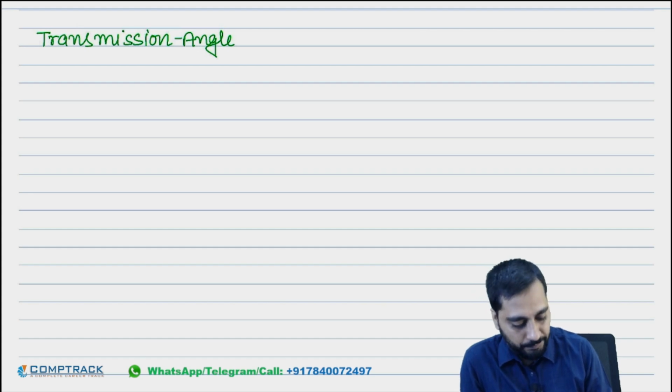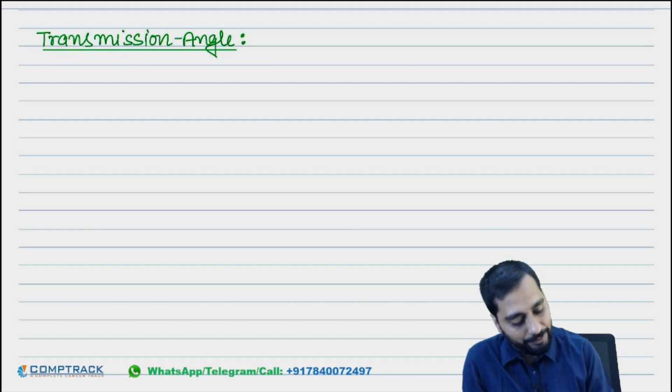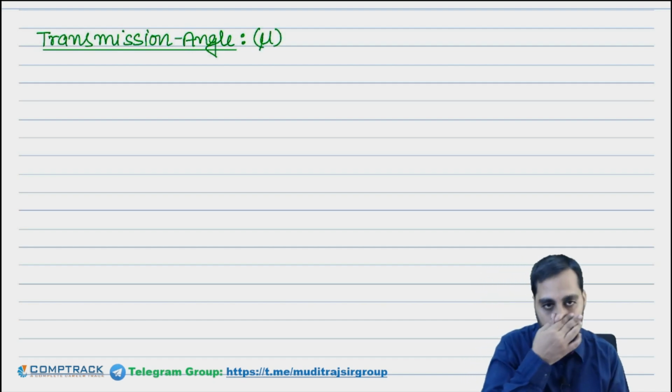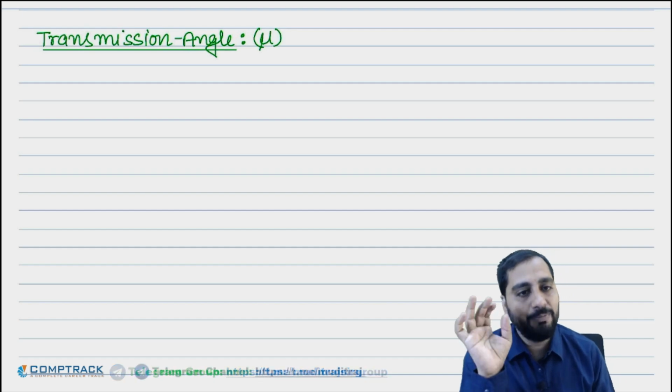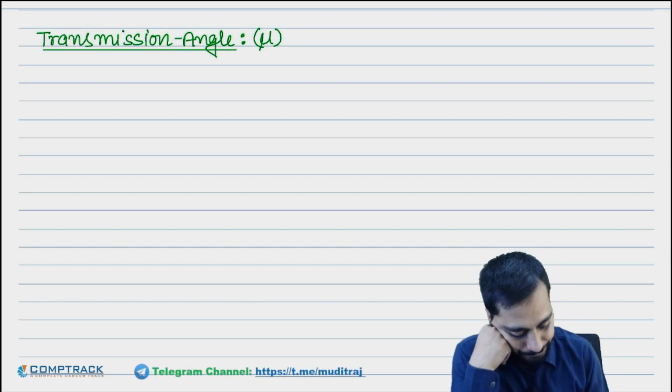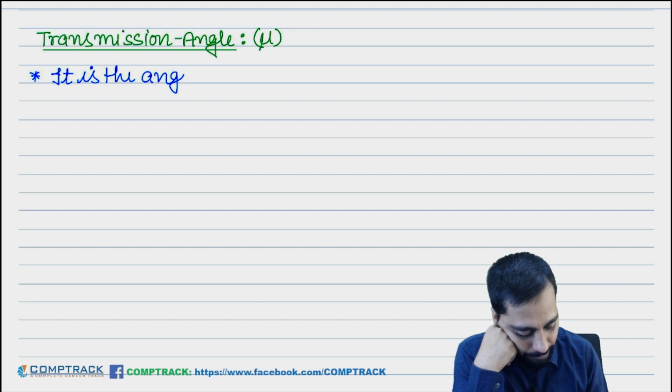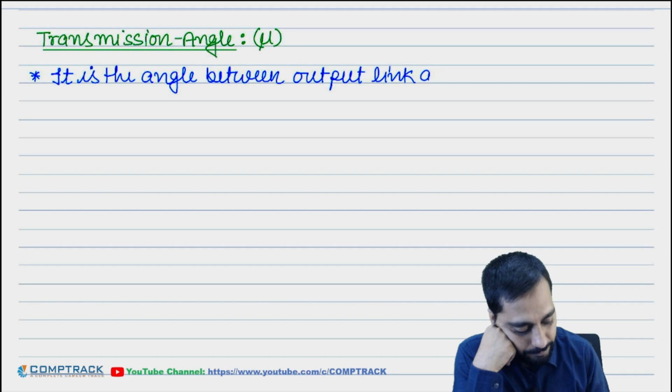Transmission angle. So transmission angle we generally denote by mu. Write here: it is the angle between the output link and the coupler.